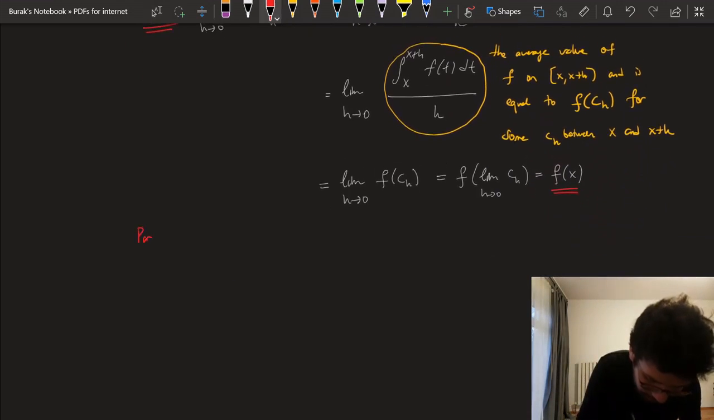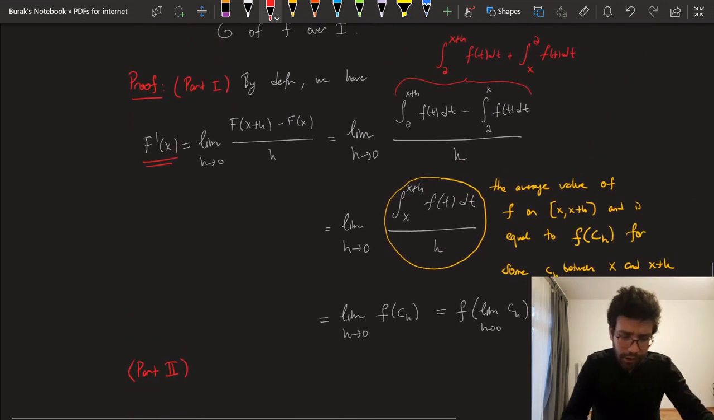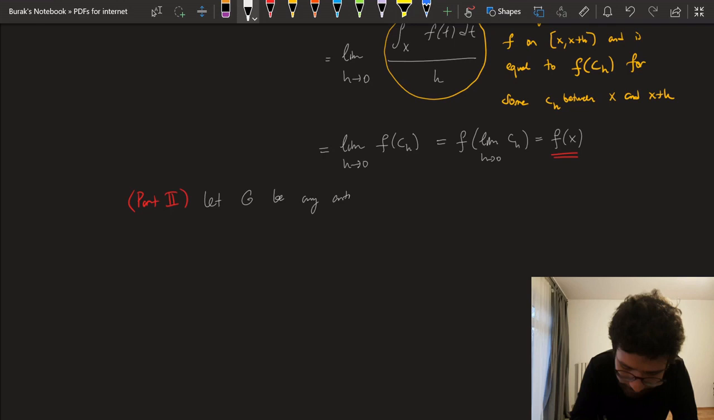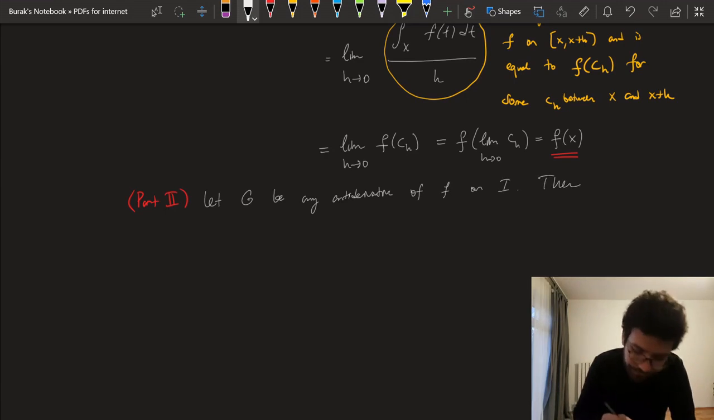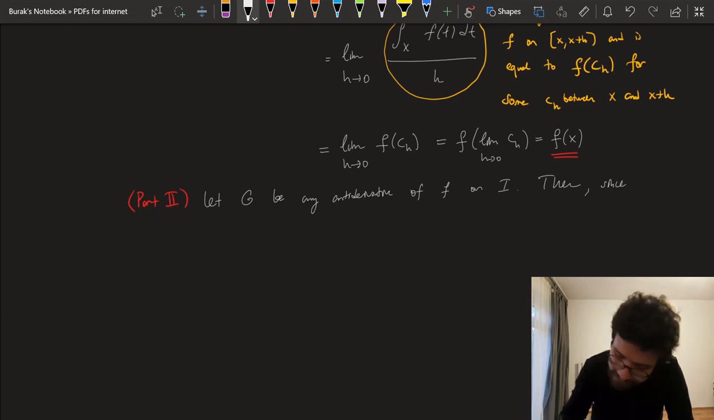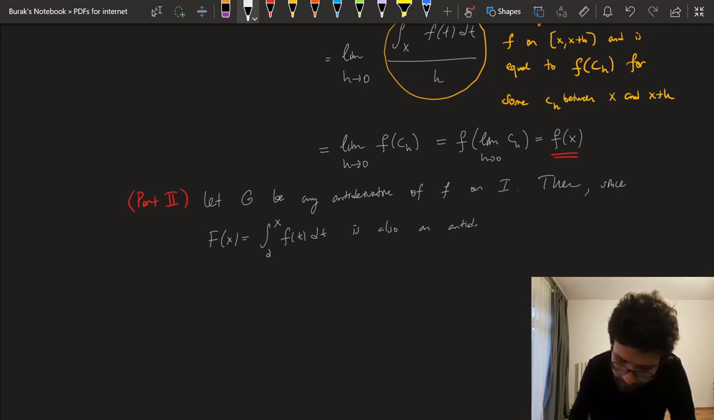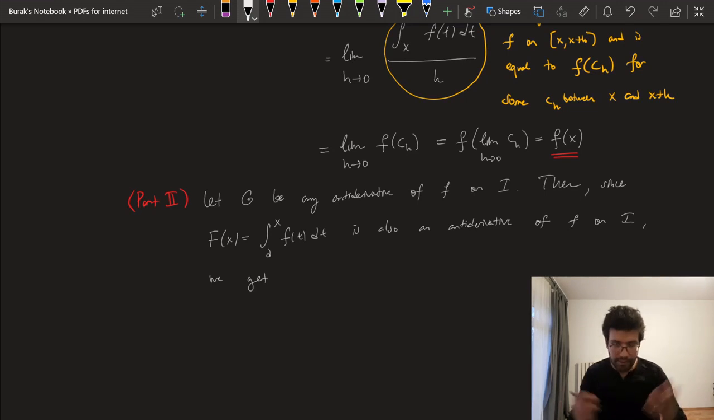Now let me prove part 2. Let G be any antiderivative of little f on the interval I. Then, since this function big F is also an antiderivative of little f on I, we get that two antiderivatives differ by a constant on an interval. I have a fixed interval here, I.